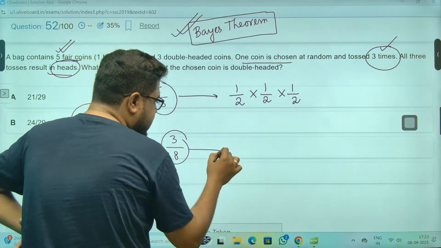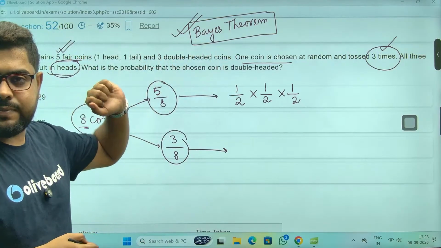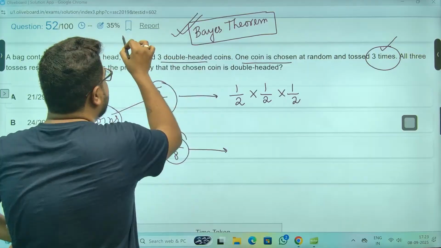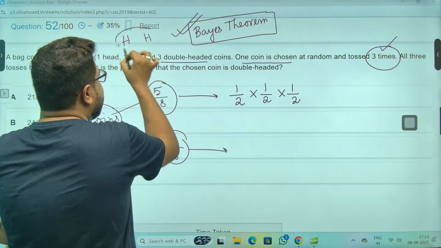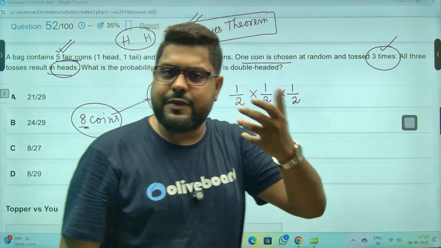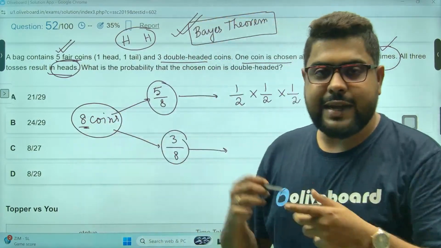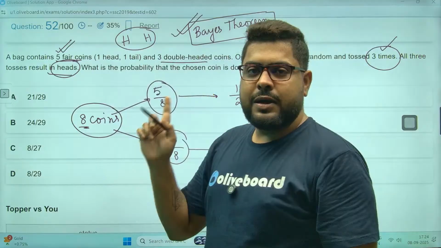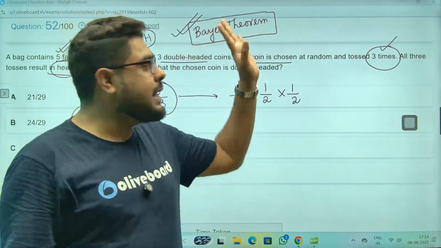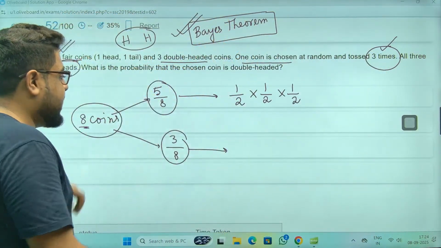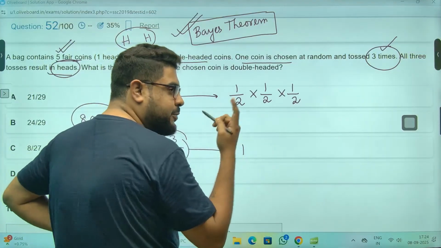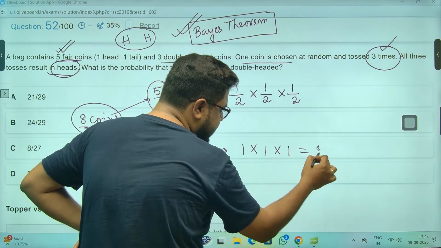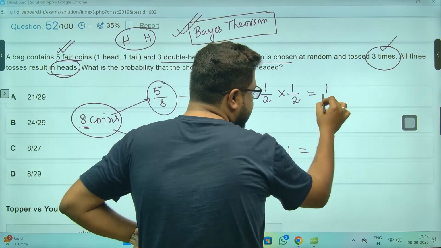Now, what about the double-headed coin, the biased coin? Double-headed means both sides are heads, so whatever side we get, it is always a head. It's a certain event. The probability of getting a head is 1. So the first time 1, second time 1, third time 1. So the total probability is 1. And here the total probability is 1 by 8.